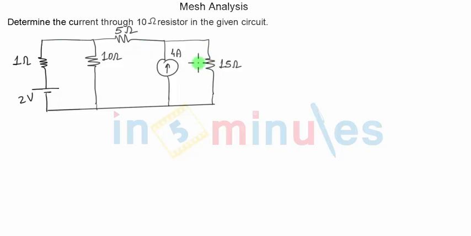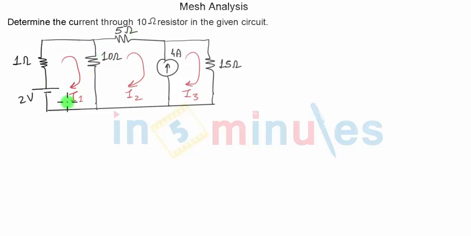So let me first of all define 3 currents, one in each mesh. This is mesh number 1. Let me define a clockwise current, and I'm going to call it I1. In the second mesh, let me define a clockwise current again, calling it I2. And in the third mesh, I'm going to define current I3. All the 3 currents I have assumed in the clockwise direction.